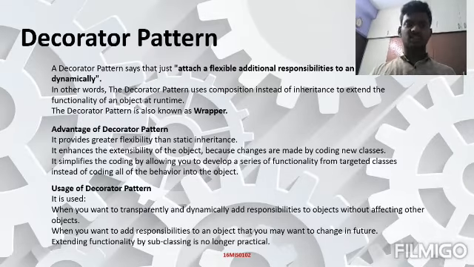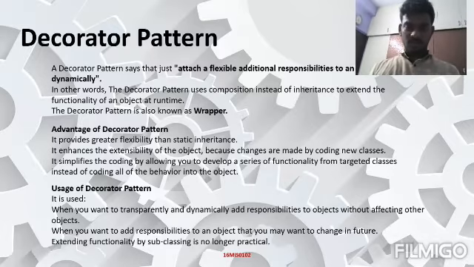So the decorator pattern says to attach additional responsibility to an object dynamically and flexibly. In other words, decorator pattern uses composition instead of inheritance to extend the functionality of an object at runtime. Decorator pattern is also known as wrapper. Advantage of decorator pattern: it provides greater flexibility than static inheritance. It enhances the extensibility of an object because changes are made by coding new classes. It simplifies the coding by allowing you to develop a series of functionality from target classes.